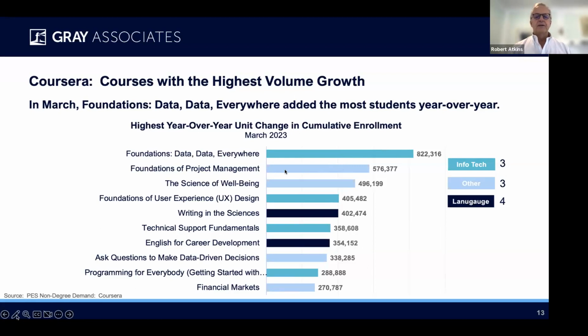What else out there? Foundations of project management, the science of well-being, I think an interesting one that's always in the top 10, asking questions to make data-driven decisions, and finally, financial markets.